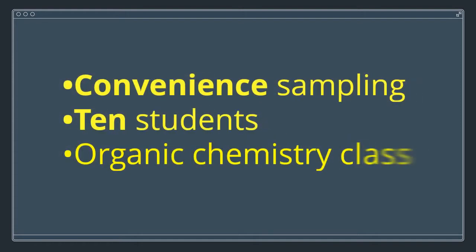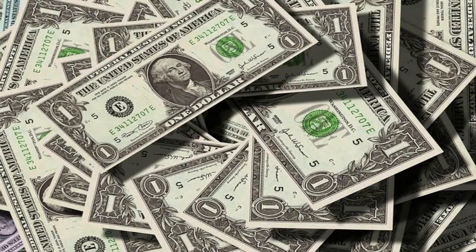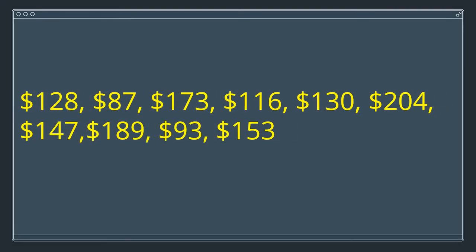First, we use convenience sampling and survey 10 students from a first-term organic chemistry class. Many of these students are taking first-term calculus in addition to the organic chemistry class. The amount of money they spend on books is as follows: $128, $87, $173, $116, $130, $204, $147, $189, $93, $153.